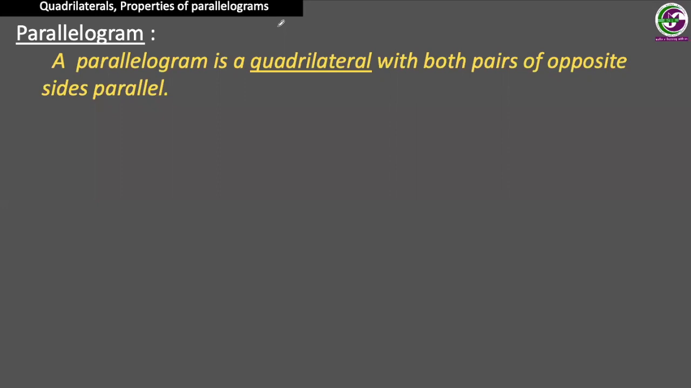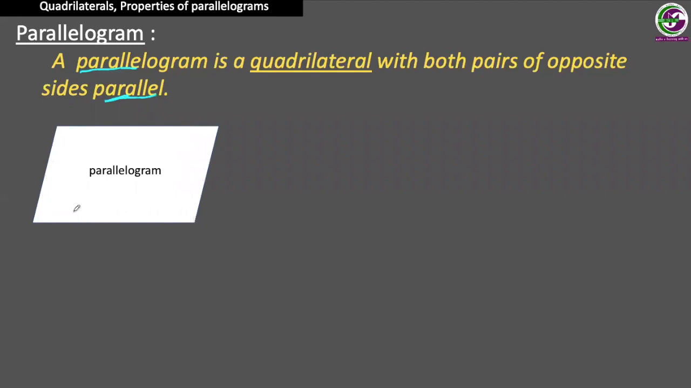What is a parallelogram first of all? A parallelogram is a quadrilateral because it has four sides. And when do we say that a quadrilateral is a parallelogram? The minimum condition is both pairs of opposite sides are parallel. By the word parallelogram, it is here itself. Parallelogram, opposite sides should be parallel, not one, both of them. So let us see the cases one by one.